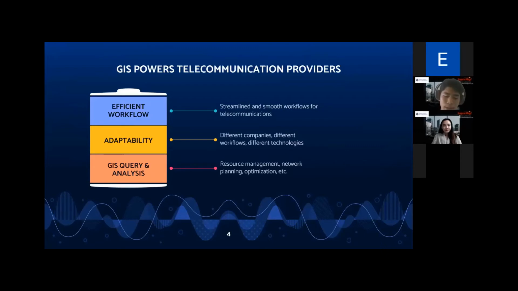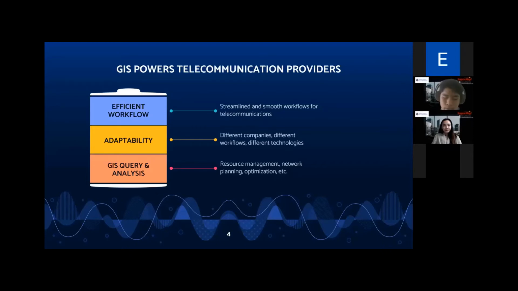GIS powers telecommunication providers in several ways. In order to be competitive and efficient, telecommunication providers need a smooth and streamlined workflow. GIS achieves this by providing powerful tools for data collection, data analysis, resource management, business management, and a lot of other purposes. In SuperMap, we also provide tried and tested workflows to maximize the efficiency of using these GIS tools and also maximize the benefits for the providers.